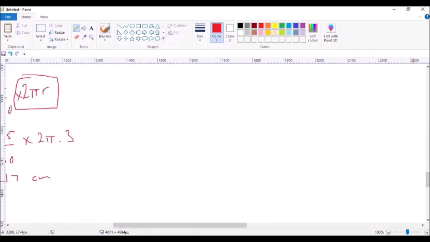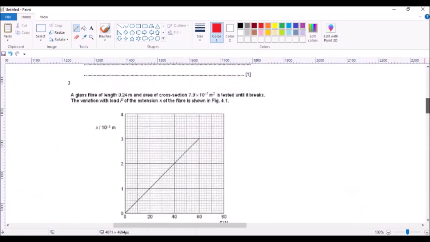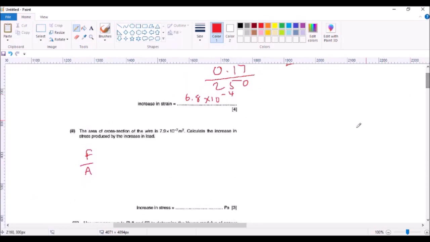What's the cross-sectional area? 7.9 times 10 to the power minus 7. So the stress is then newtons divided by the cross-sectional area, in meters squared.